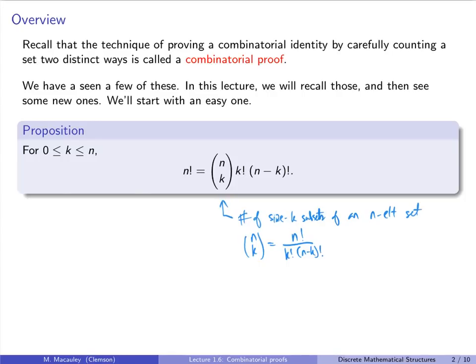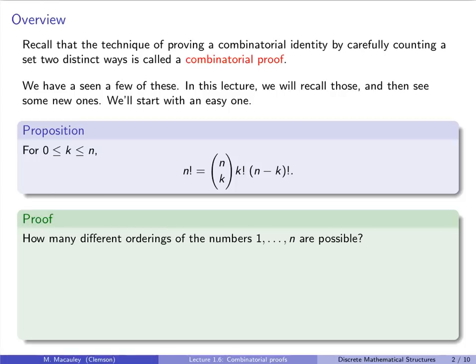So this identity is nothing new. We can just get it by multiplying this over the left-hand side. But let's suppose we didn't know this, and we just have this definition, n choose k is the number of size k subsets of an n element set. Let's prove that this has to hold. Alternatively, if you don't like this subset language, you can think of it as a way to choose a group of k people from a group of n.